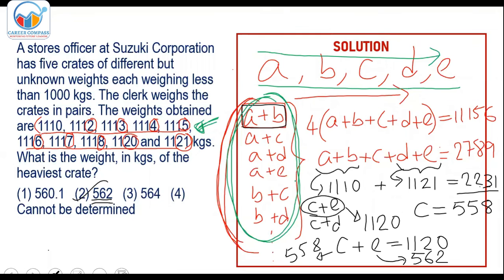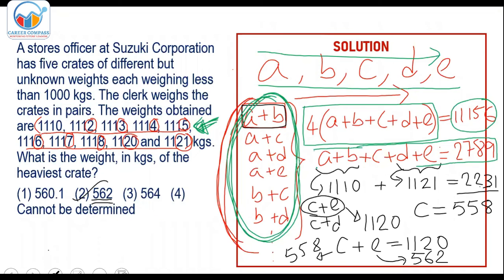Now, if I add all these expressions, every variable will appear 4 times. So I will have 4 times A plus B plus C plus D plus E. And addition of all these numbers will be 11156. From there on, we got A plus B plus C plus D plus E equal to 2789. Now understand what will be 1110. That will be the weight of the lightest of the pairs. Now what is the lightest of the pairs? Of course it will be A and B.